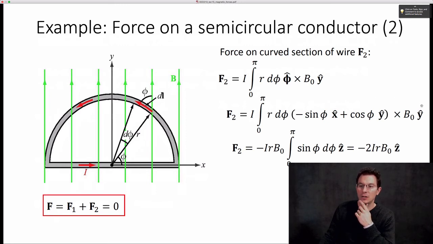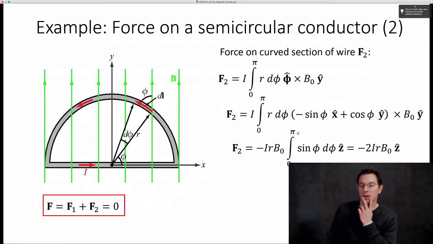x-hat cross y-hat is equal to z-hat. So this term, minus sine phi x-hat crossed with B-naught y-hat, contributes this. But note that y-hat cross y-hat is zero, so the cosine phi term actually drops out. And the only thing we have to do is integrate sine phi from zero to pi. The antiderivative of sine phi is minus cosine of phi, and then we integrate that from zero to pi.